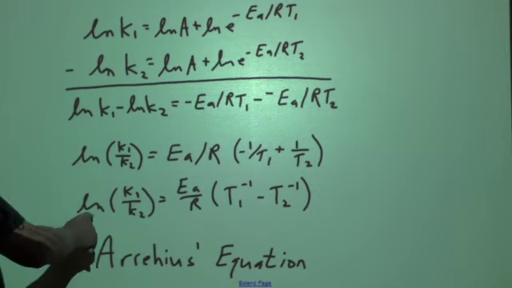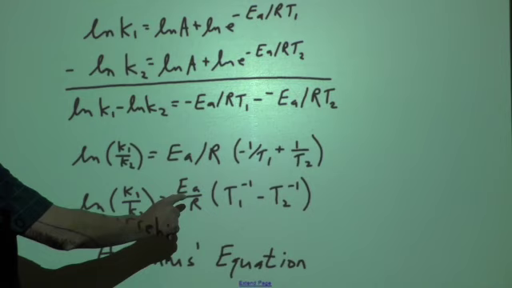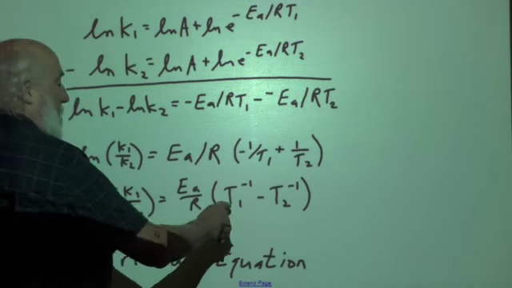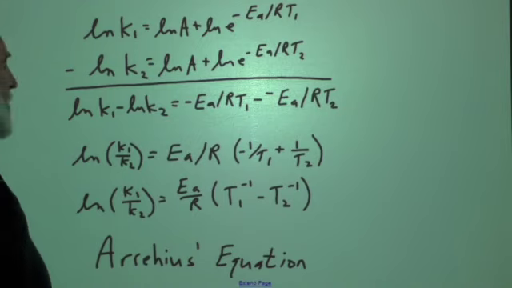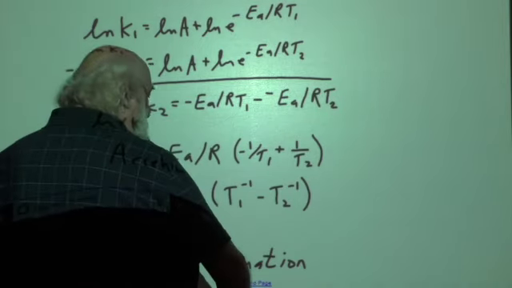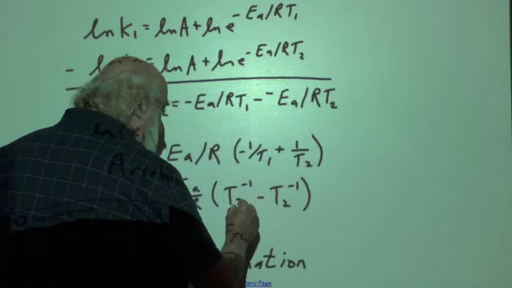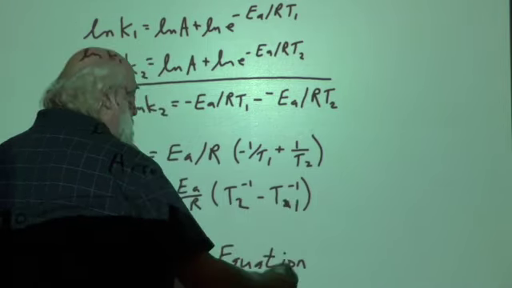So we end up with natural log k1 over k2 equals EA over R, parenthesis T1 to the negative 1 minus T2 to the negative 1. And I just realized I just did that wrong. It's supposed to be the other way around. This is supposed to be 2. And this is supposed to be 1.